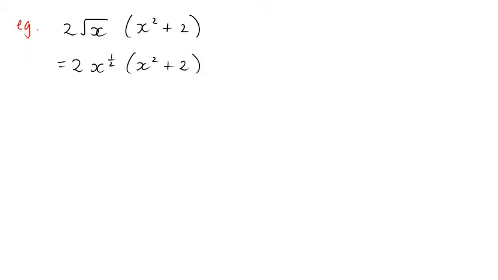Right, and expanding out, you've got 2x to the half times by x squared. So when you're multiplying unknowns with a power, what do you do to the powers? Add them. So half plus 2 is 2.5, which is 5 on 2. 2x to the half times by 2, 4x to the half.